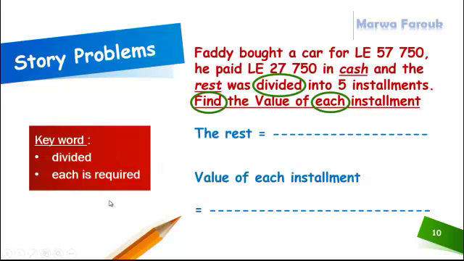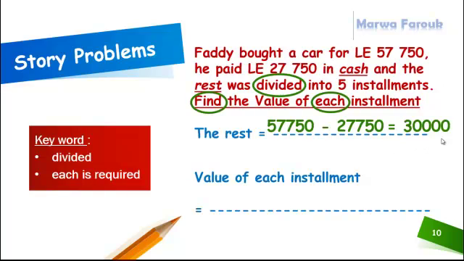But before we make division, we have here the word rest. And when we see the word rest, we have to make subtraction. So we are going to subtract the cash from the whole number. We will say 57,750 minus 27,750 to get the rest of the money that he didn't pay yet. So we got 30,000. Now this amount of money, 30,000, is the money that he is going to divide into 5 installments.